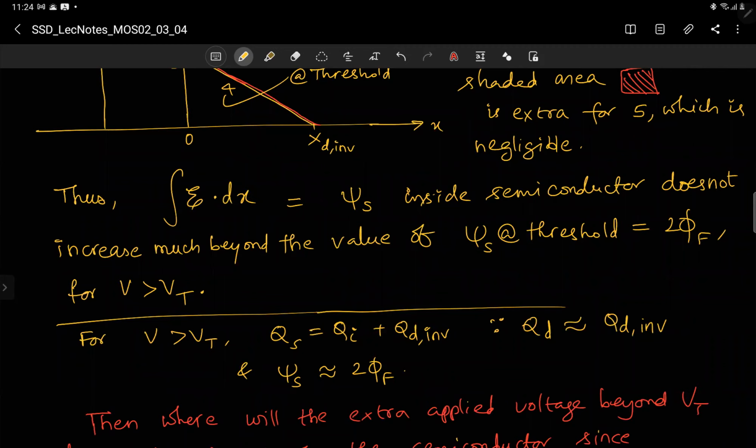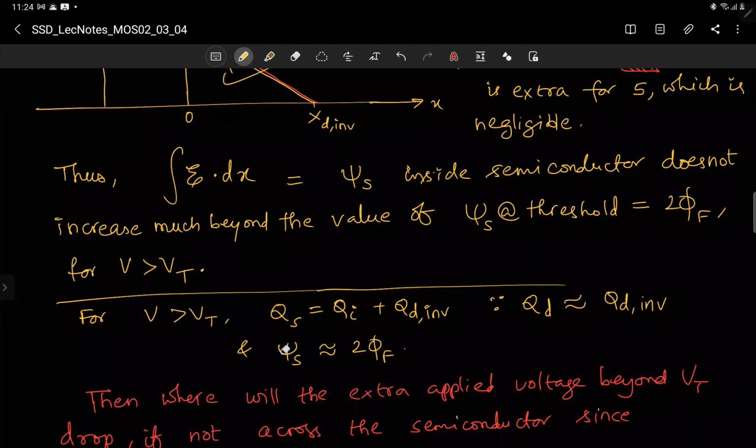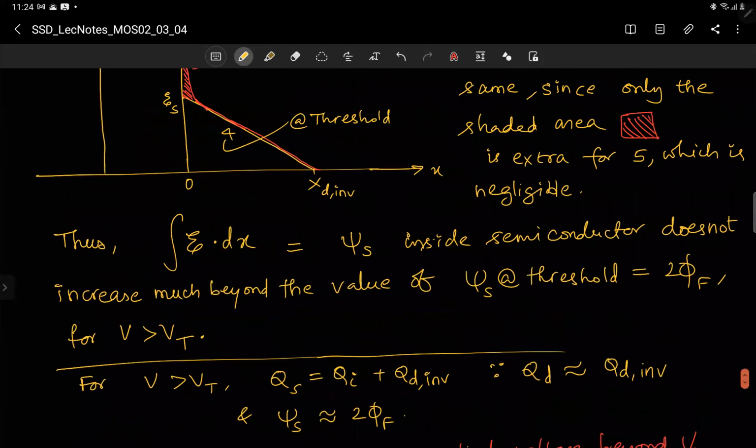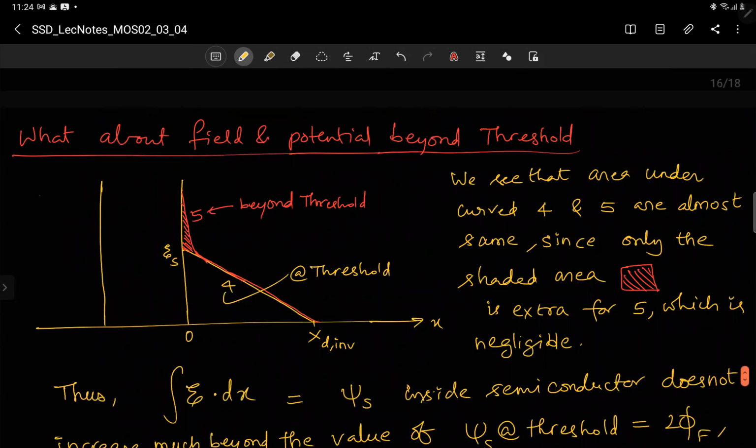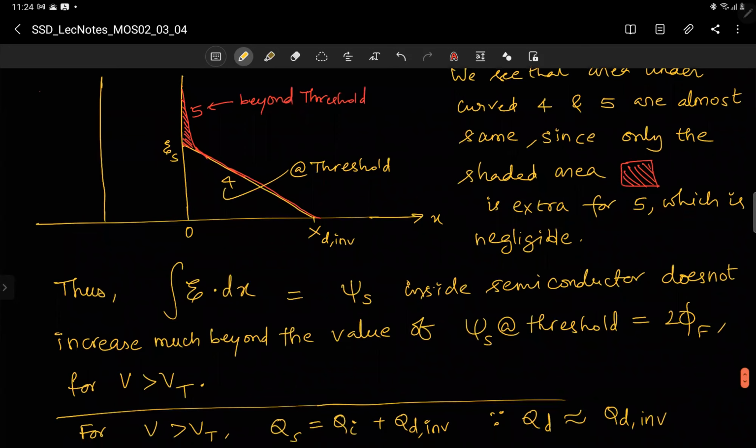What are the two things that have remained constant? One is the depletion charge, and the surface potential, or the drop across the semiconductor, also has remained constant. Because the electron concentration is dominating, QD does not change, and even though the electron concentration is dominating, the area under the electric field will be so negligible compared to the total area. So psi s also is approximately 2 phi f.